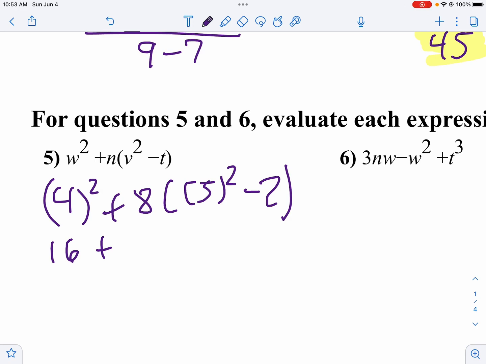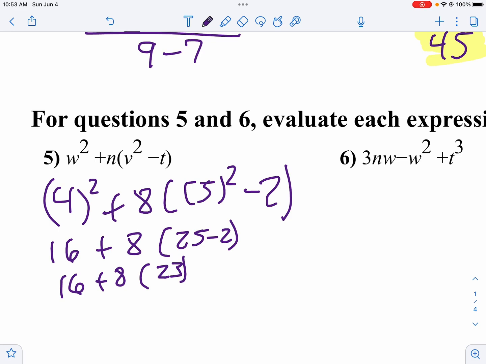Before you multiply, let's find the answer inside the parentheses. And inside the parentheses, let's do the exponent before we subtract. So it'll be 25 minus 2. So 16 plus 8 times 23. And if I go 6, don't add 16 and 8. We got to multiply first. So we're going to take 8 times 23.